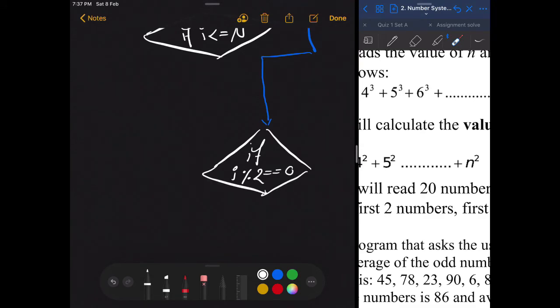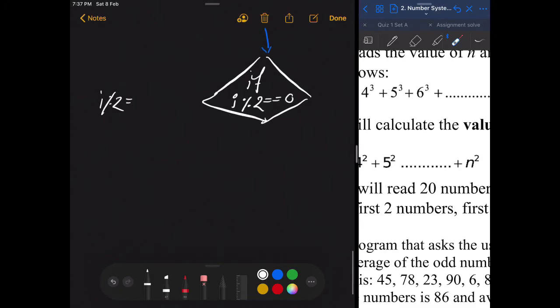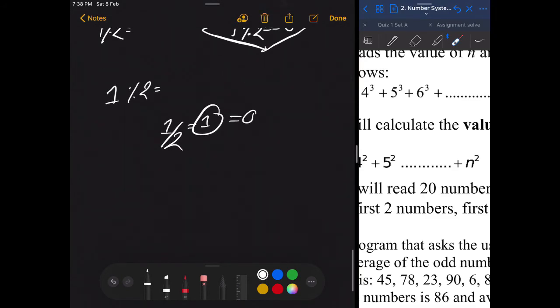So what this line means is that I mod 2 is finding the remainder of the value that we are looking into. For this case, 1 mod 2 is saying: what is the remainder if I divide 1 by 2? In this case the remainder would definitely be 1, and 1 is not equal to 0, right? If it's equal to 0, then that means it's an even number. If it's not, then that's an odd number.